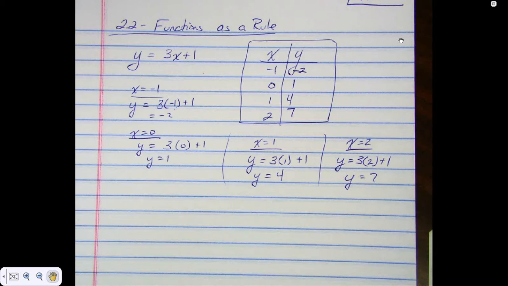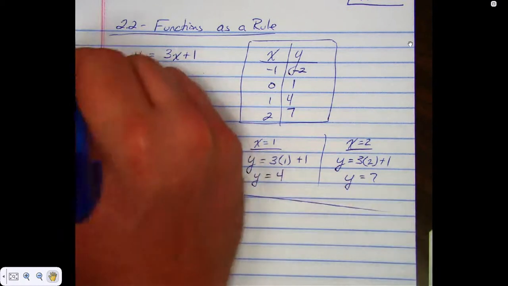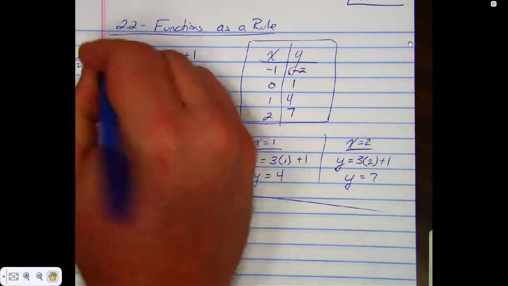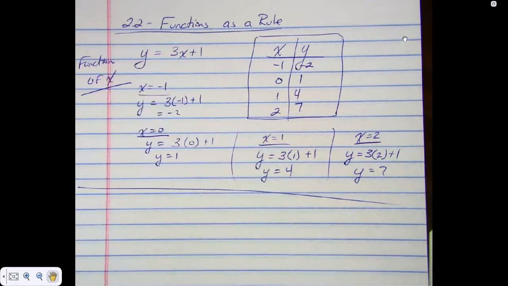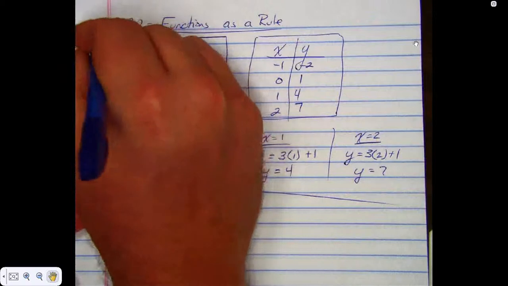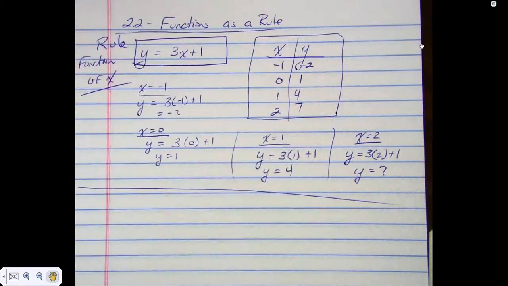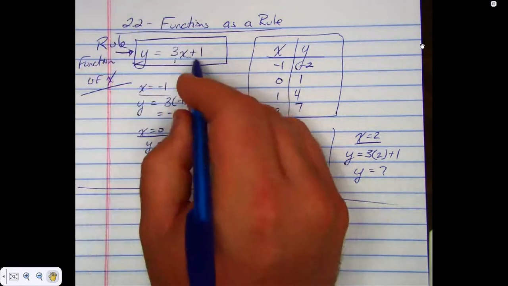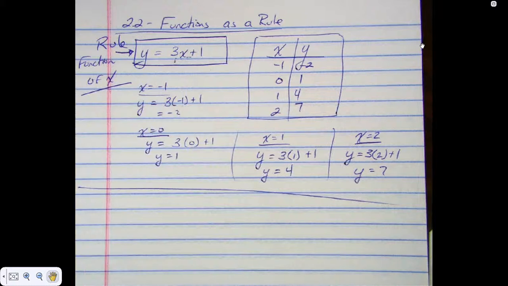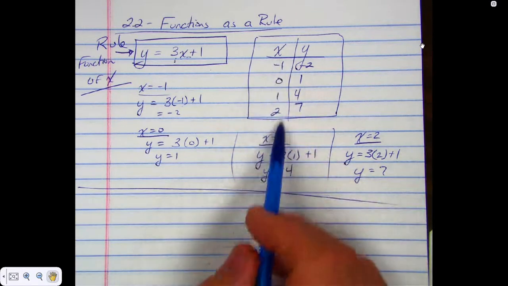What they mean in this section is this is a function of x. Okay? This is your rule. That y will always equal 3 times whatever x is plus what? 1. That makes sense? That's the rule. That's the pattern here. It creates these ordered pairs.